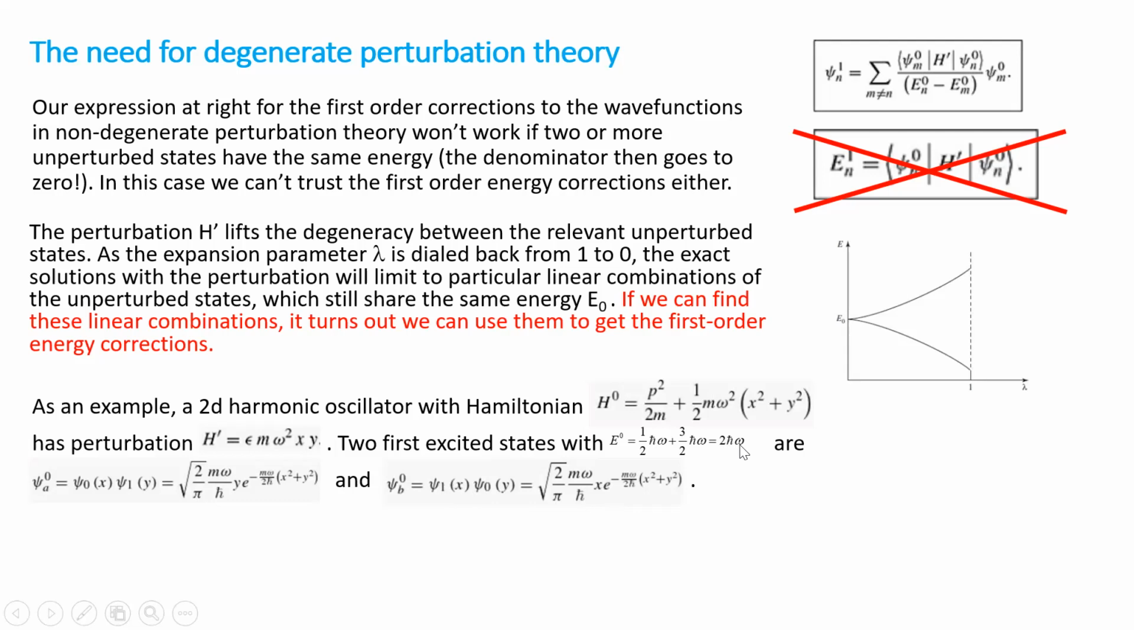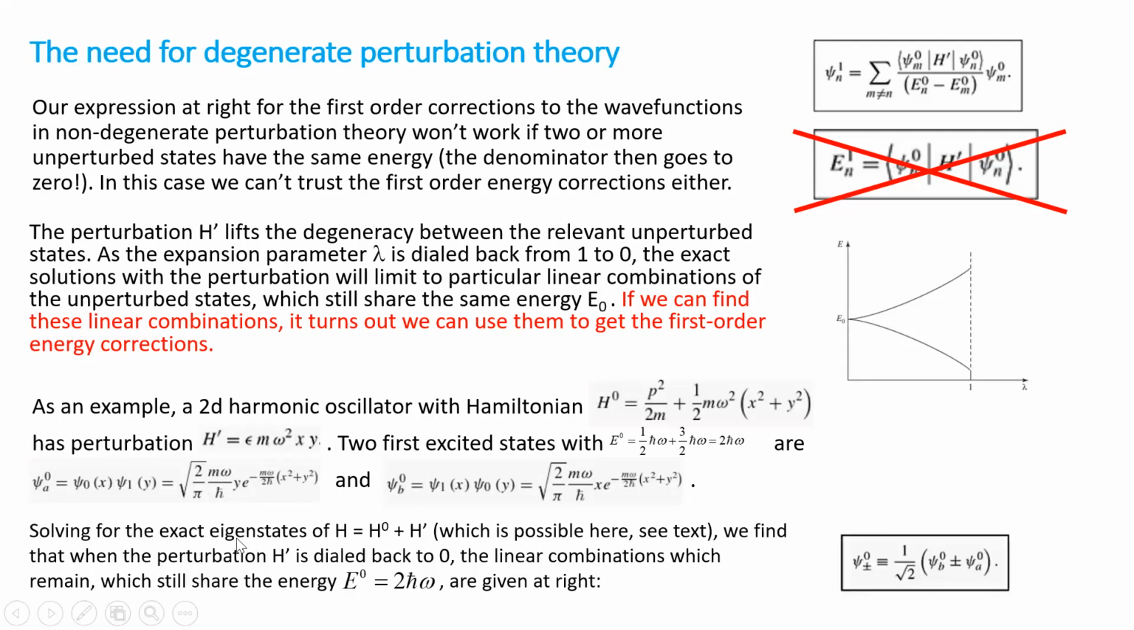Okay, so we have these two first excited states, and they are degenerate because they both have the same energy here. So if we tried to apply non-degenerate perturbation theory here, we couldn't trust the answers using these states psi A0 and psi B0, or we wouldn't know that we would get the right answers. So in this case, it turns out it's possible to solve for the exact eigenstates of H0 plus H prime. That's possible here. It takes a few lines.